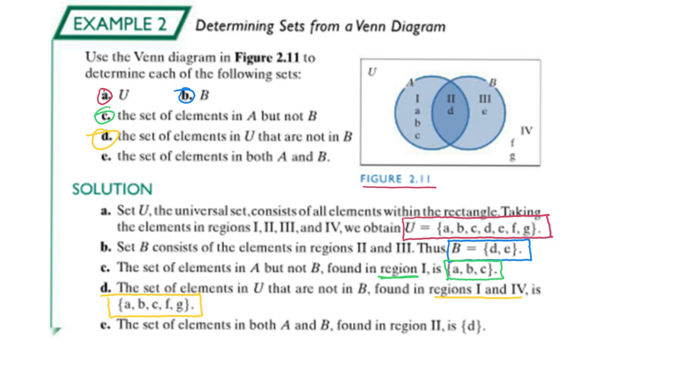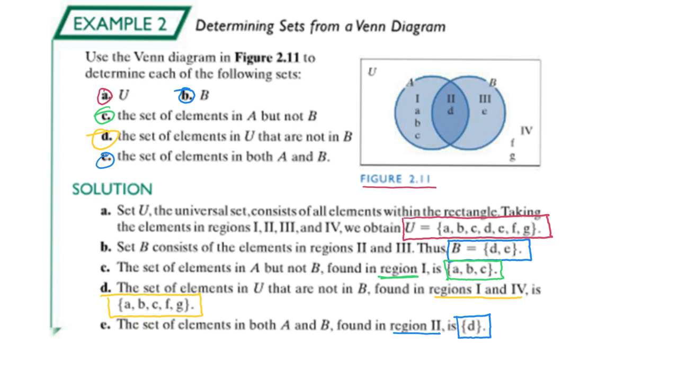Then I'll go back to E, the set of elements in both A and B. Now we're looking at the circles once again, and we want to grab all the regions that are both in A and B. So that's going to be region 2, which is just going to give us element D.